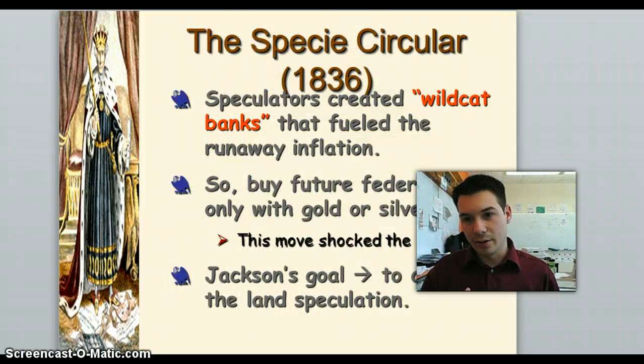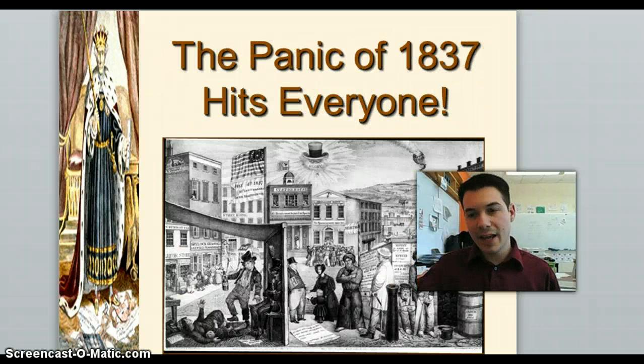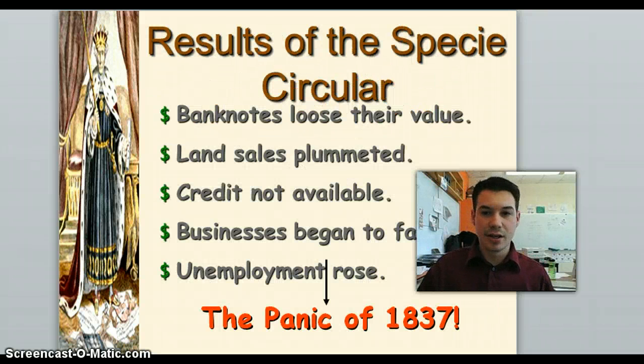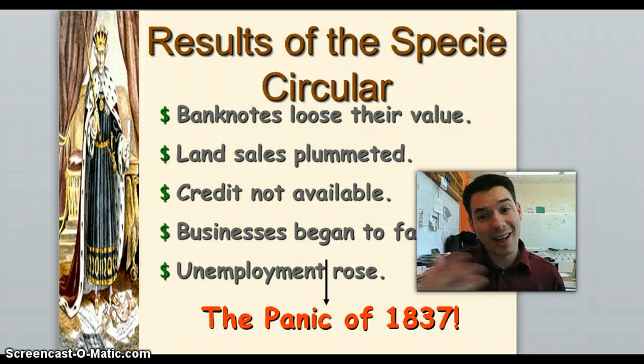So moving right along, the Panic of 1837 was pretty crazy because we have banknotes start to lose their value because of the closing of the bank. Land sales start to plummet. Credit's not available anymore. Businesses begin to fail. And because businesses fail, unemployment rose.